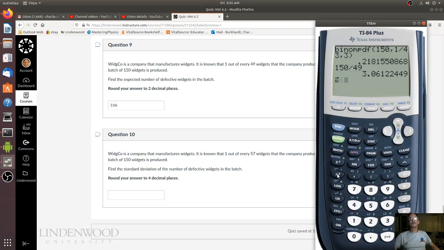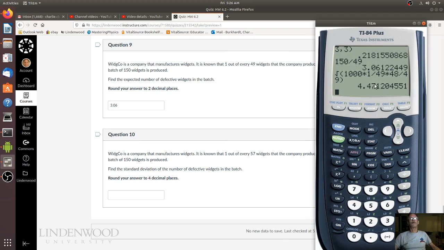So I'm going to do second square root, and I'm going to do 1,000 times 1/49th times, you don't need to put parentheses here because the order of operations means it's going to divide first, 48/49. And then close the bracket. And I get 4.47 if I round it off to 4 decimal places. 4.4712.